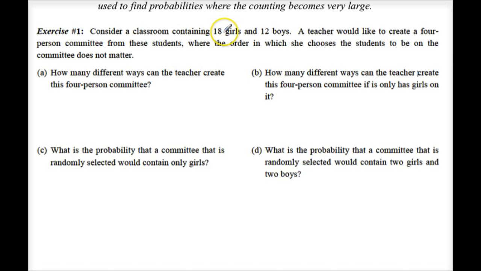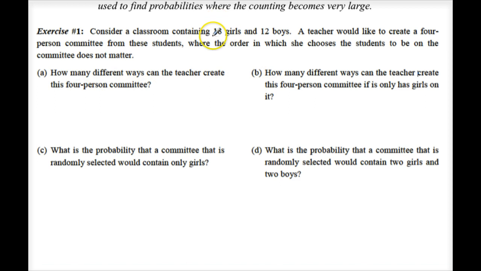Consider a classroom containing 18 girls and 12 boys. A teacher would like to form a 4-person committee from these students, where the order in which she chooses the students to be on the committee does not matter. So the order does not matter means I'm dealing with combination. How many different ways can the teacher create a 4-person group?